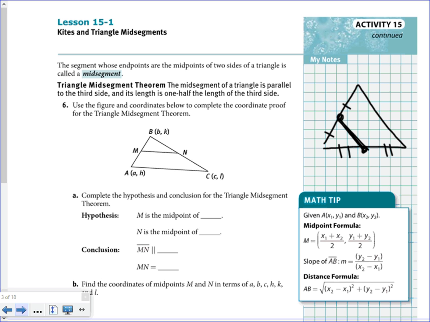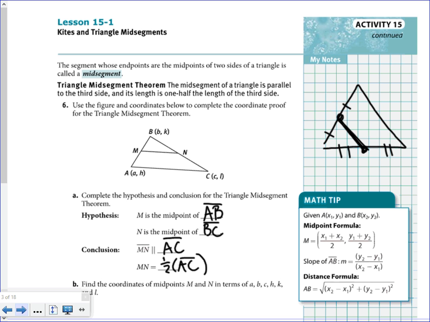So first thing we're going to do is to start off with our hypothesis here. M is the midpoint of side AB. And N is the midpoint of side BC. If it's the mid-segment, then those are supposed to be the midpoints of their sides. And if that's true, the conclusion should be that it is parallel to the third side. So MN should be parallel to AC. And MN should be 1/2 of the length of AC.